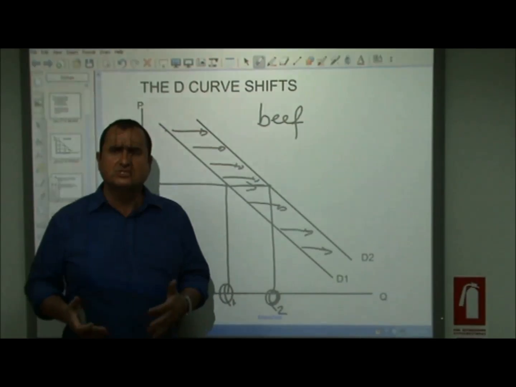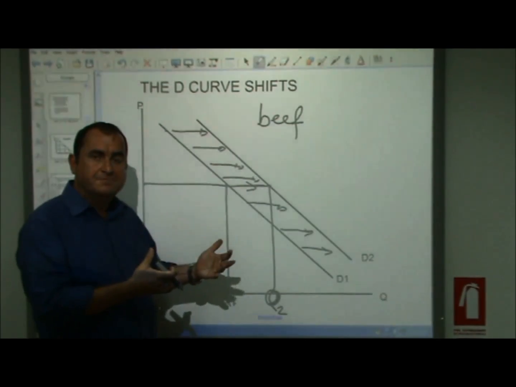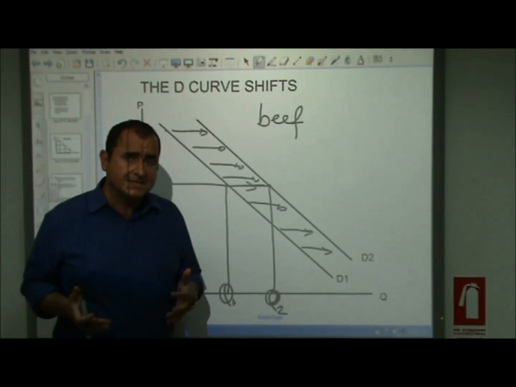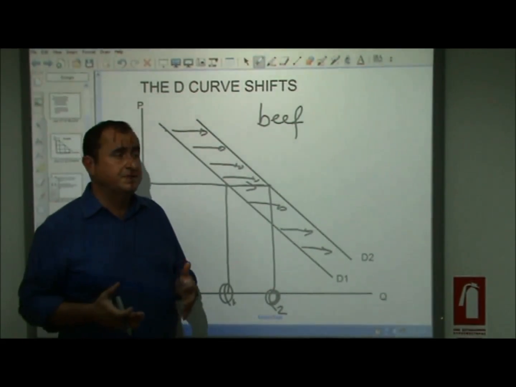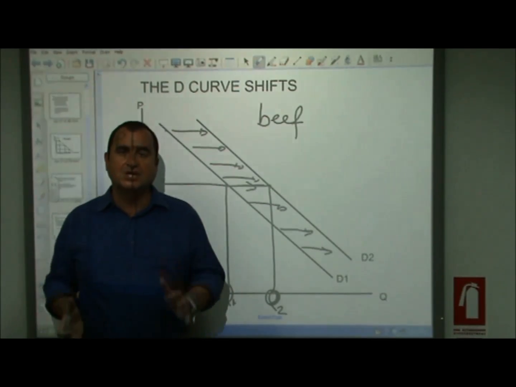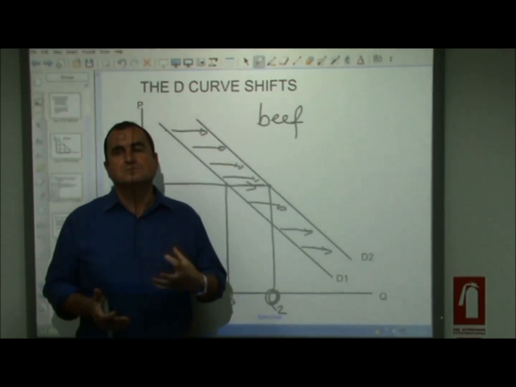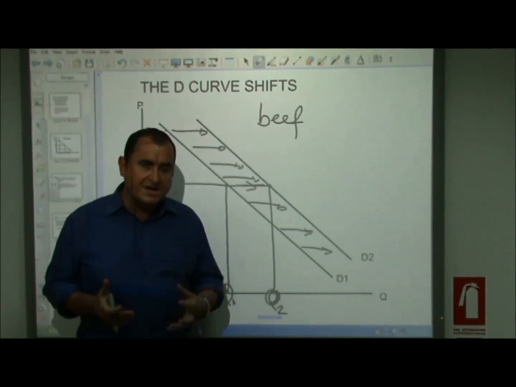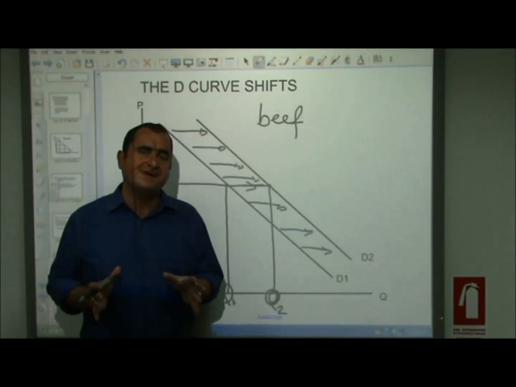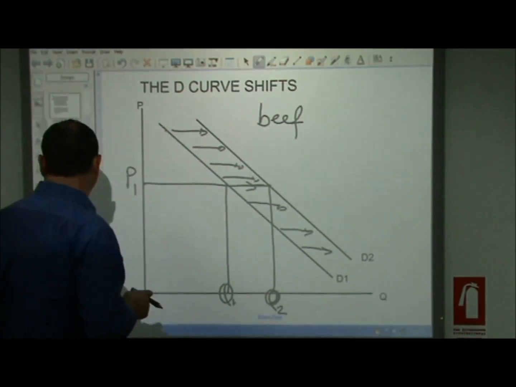Or perhaps the price of chicken increased, which meant people bought less chicken and switched into buying more beef as a substitute, as an alternative. Or maybe income levels changed across the country, and that changed people's willingness to buy beef. What we can say is this: it wasn't a change in price, it was a change in one of those other factors. And that leads me to the rule that when price changes, we move along the curve, but when any of those other factors change, we move the entire curve.